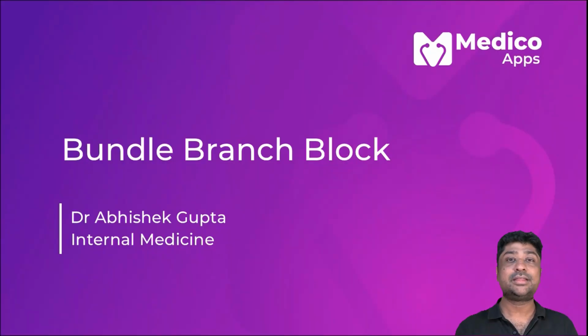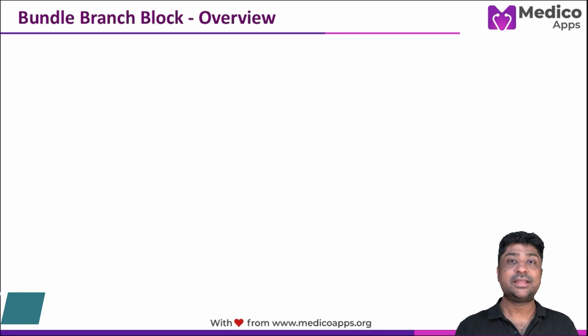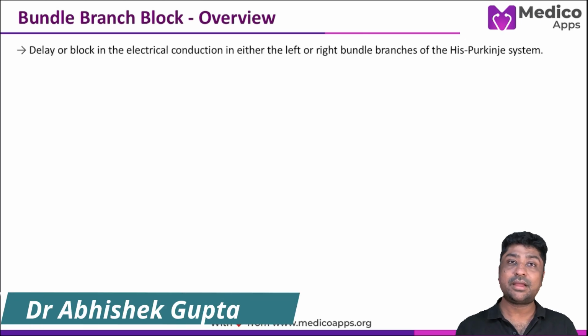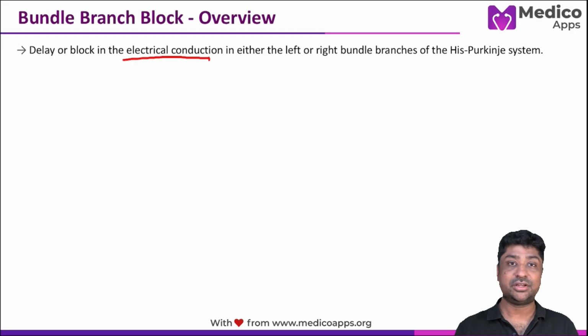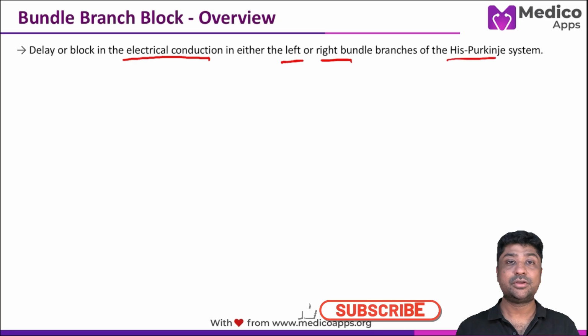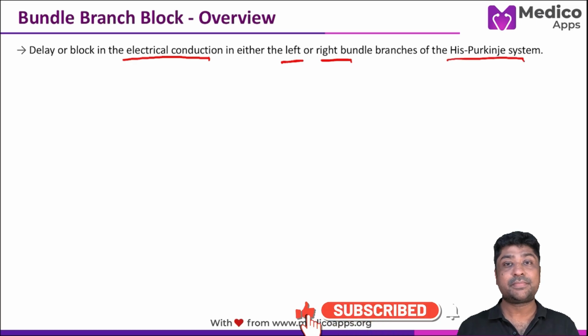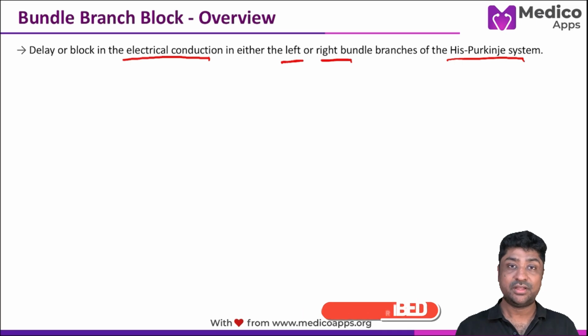In today's masterclass, we will learn about bundle branch block. Let's start with the basic definition. A bundle branch block refers to a delay or block in the electrical conduction through either the left or right bundle branches of the His-Purkinje system. This interruption alters how electrical impulses travel through the heart, affecting the pattern of ventricular contraction.